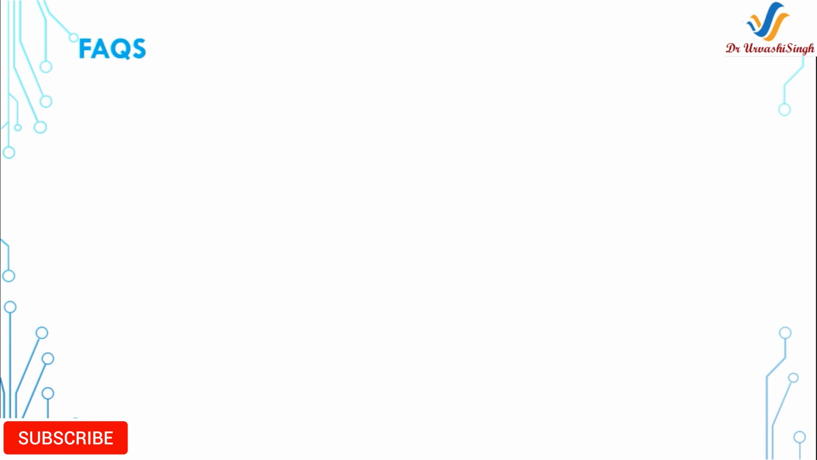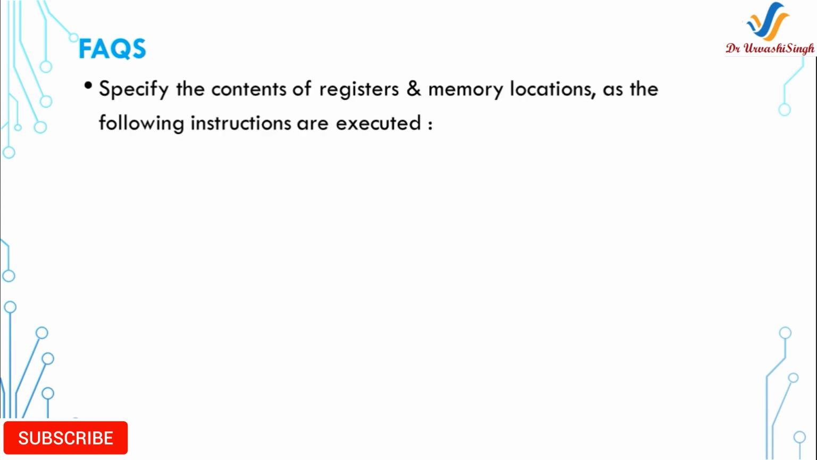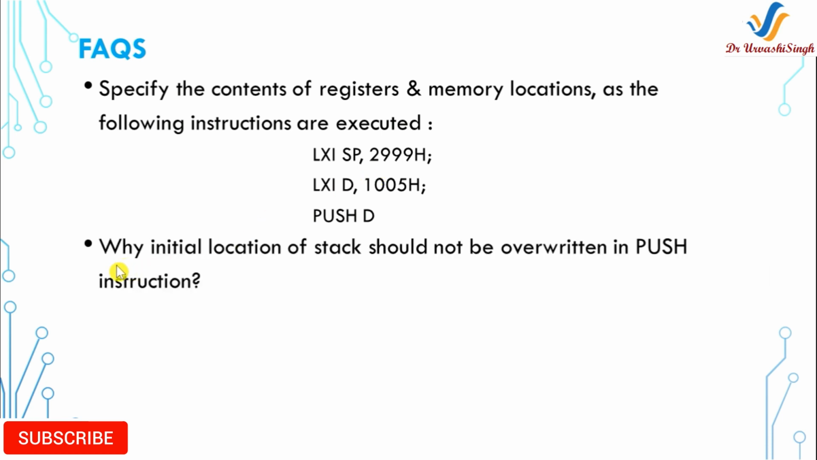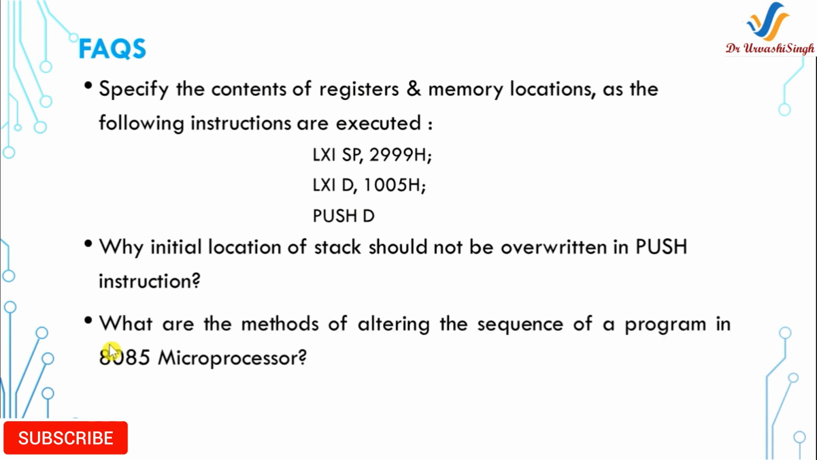Now, frequently asked questions from the topic. First one: specify the contents of registers and memory locations as the following instructions are executed. So these are the instructions. Next: why should the initial location of a stack not be overwritten in the push instruction? Because in this way you can prevent data loss. And the third one: what are the methods of altering the sequence of a program in the 8085 microprocessor? This is a very interesting question. Students, you can reply to this in the comment section.